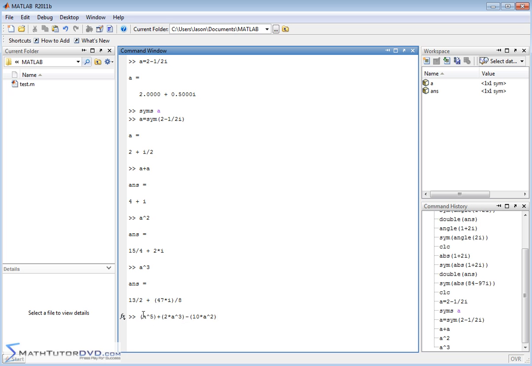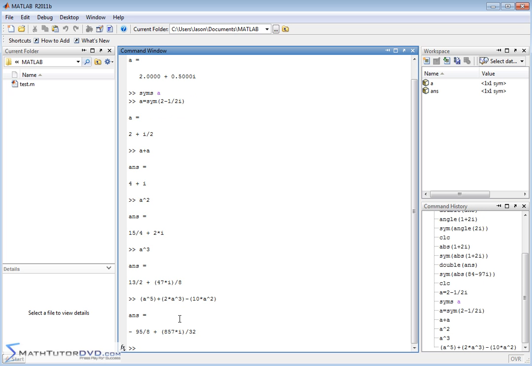A to the fifth, you have to multiply it out, and then you'd have to do this, and you'd have to do this. Everywhere you get i squared, you have to treat it as -1, collect terms, deal with the fractions. MATLAB spits the answer out immediately. This is the real part, which is a negative number. This is the imaginary part. The imaginary part is 857 over 32.